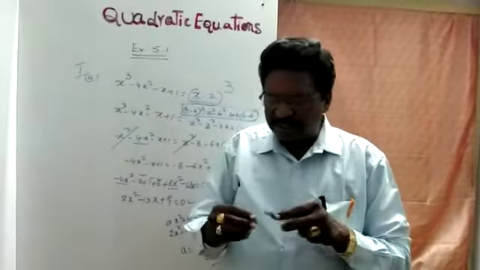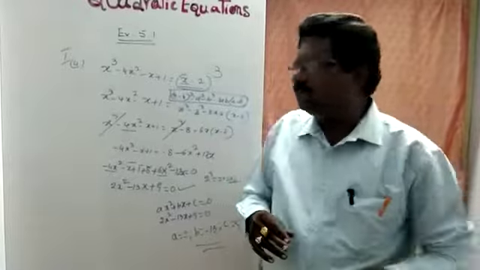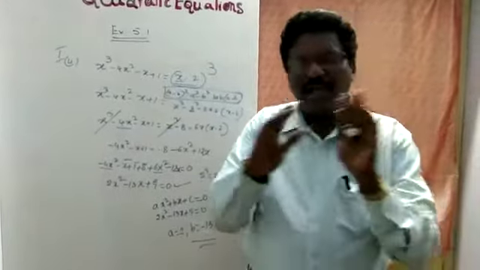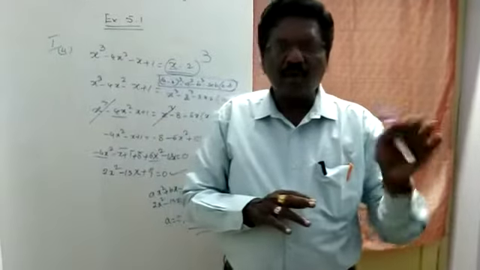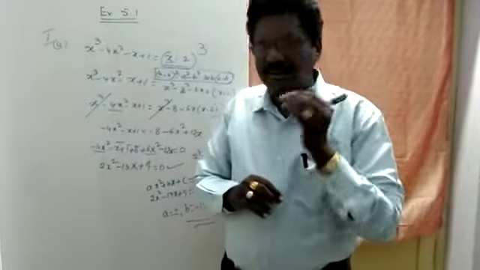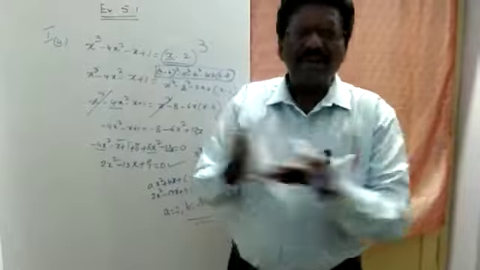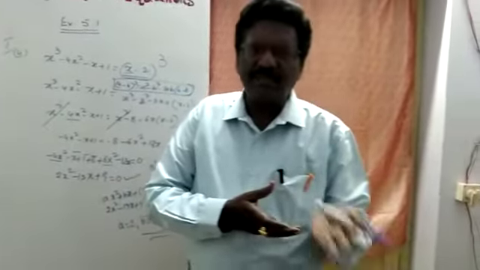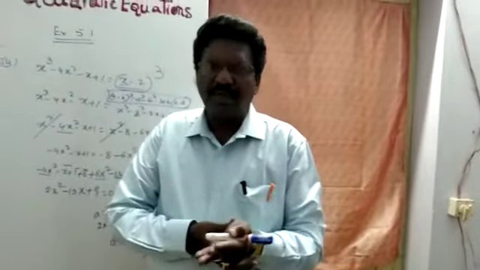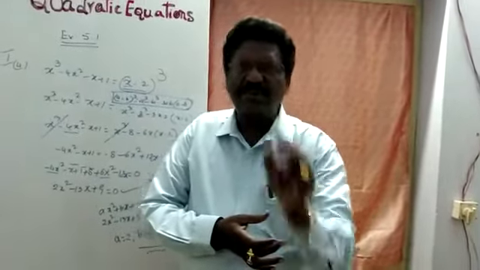Okay, 1 minute, recall again. The quadratic polynomial becomes a quadratic equation. To write a quadratic polynomial as a quadratic equation, the quadratic polynomial must be equal to 0. That becomes a quadratic equation: ax square plus bx plus c is equal to 0. The only thing you must keep is equal to 0. It is the quadratic equation.